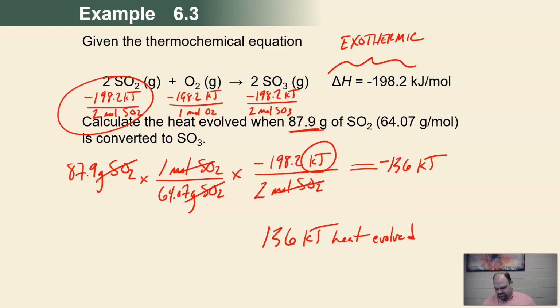That means that 136 kilojoules of heat were given off to the surroundings. Okay? All right. When we come back, we'll talk about specific heat capacity and calorimetry.